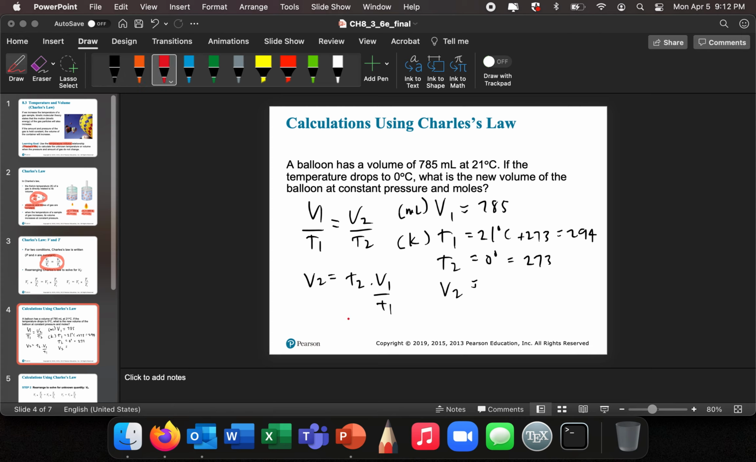And let's put the numbers in. T2 is 273. V1 is 785. Oops, that's a 7. Over T1, which is 294, which is equal to V2. Let me do this on a calculator here. I'll give you a chance to practice in a second. 273 times 785 divided by 294 is equal to 728.92.